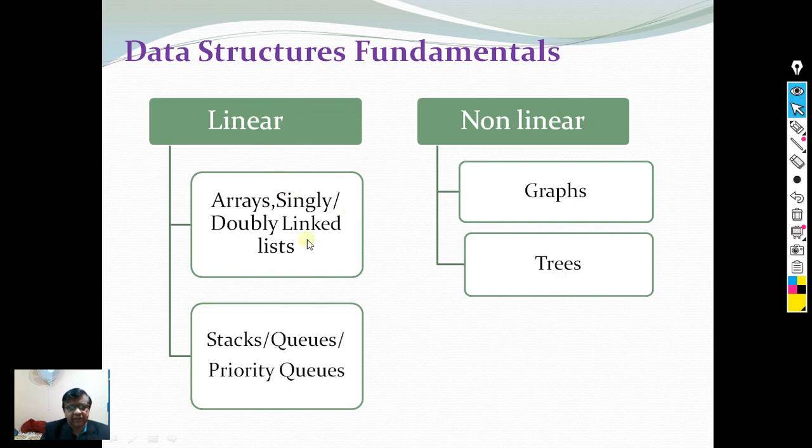Now the examples of linear data structures are arrays, singly linked lists, doubly linked lists, stacks, queues and priority queues. Stacks, queues and priority queues happen to be special kinds of linear data structures which have found a lot of applications in programming circles and in application development circles.